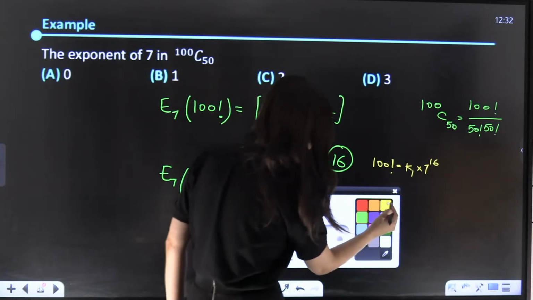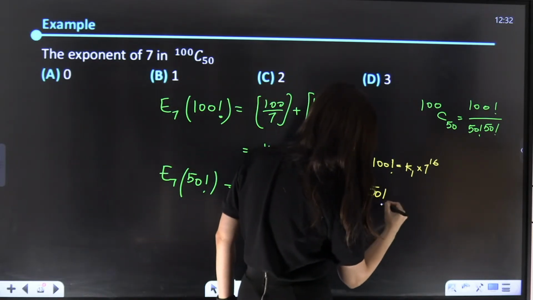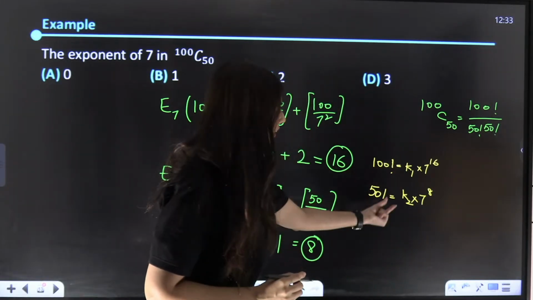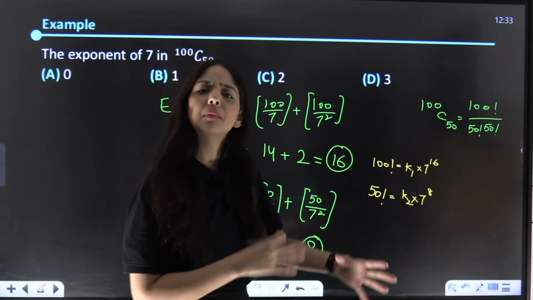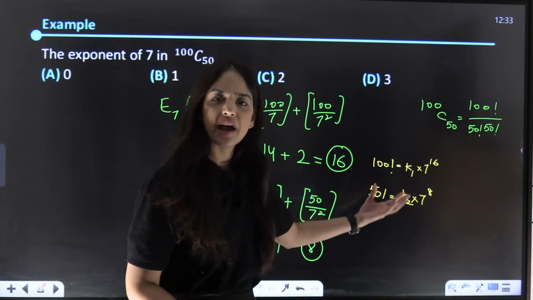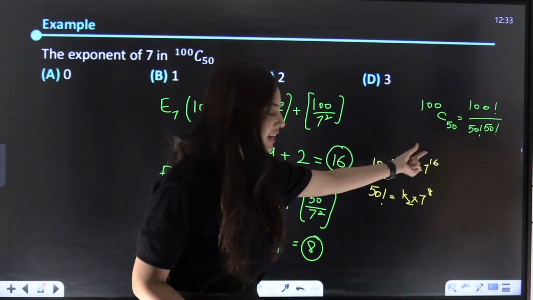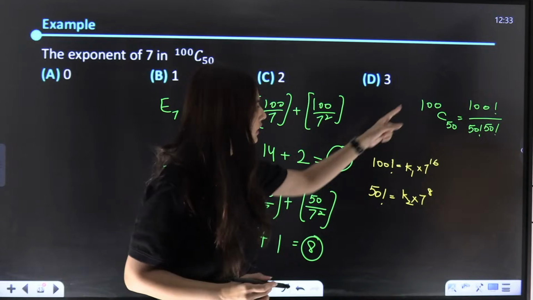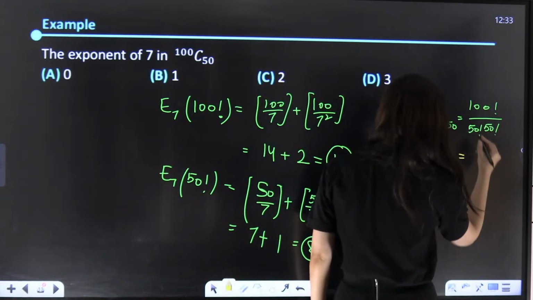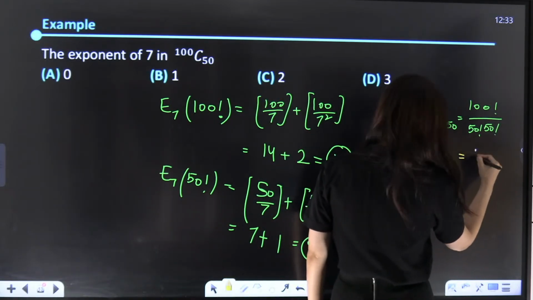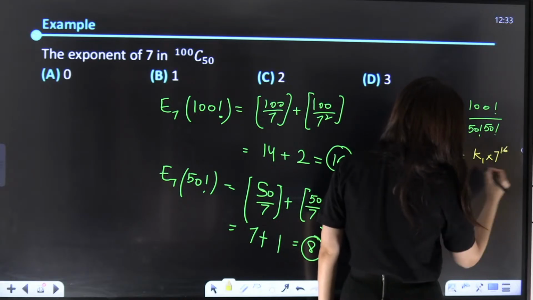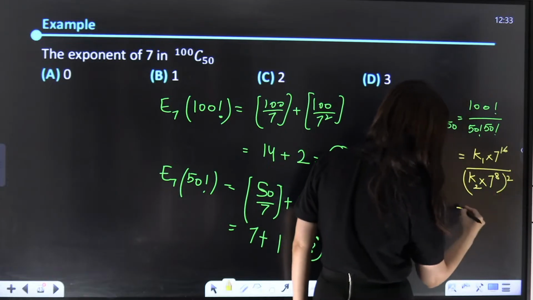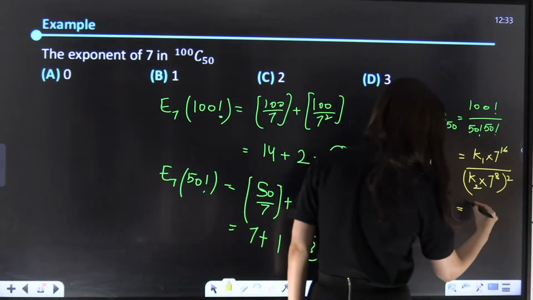That means 50 factorial is k2 times 7 raised to power 8. This k1 and k2 do not have any 7. It's some other prime numbers and some other prime factorization, but 7's exponent, because we only care about 7's exponent, so it is 7 raised to power 16 and 7 raised to power 8. Now coming back here, that means 100C50 becomes k1 into 7 raised to power 16 divided by k2 into 7 raised to power 8, whole square. So we are going to ignore k1 by k2 square.